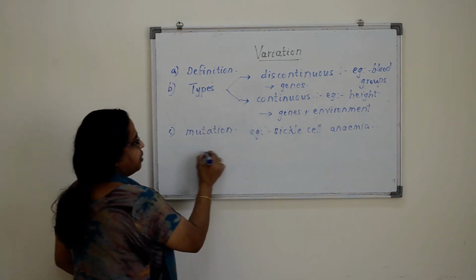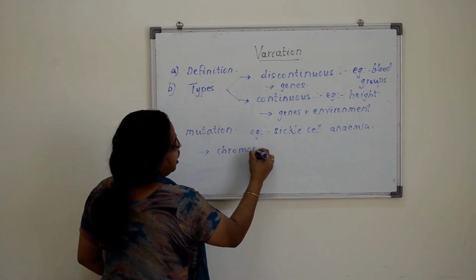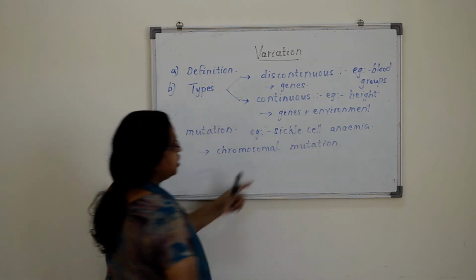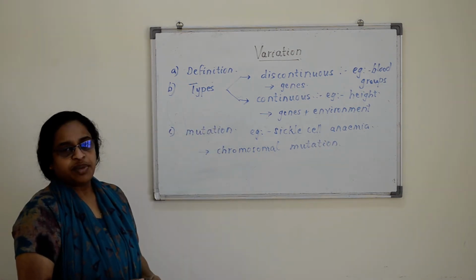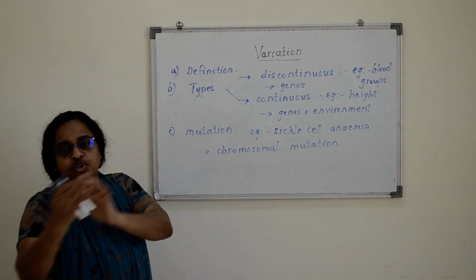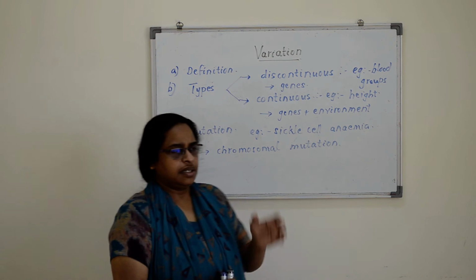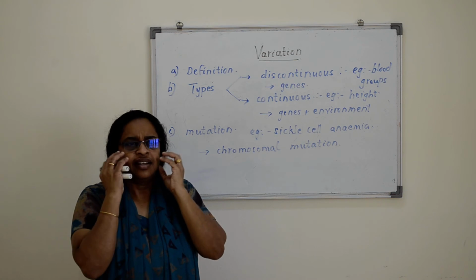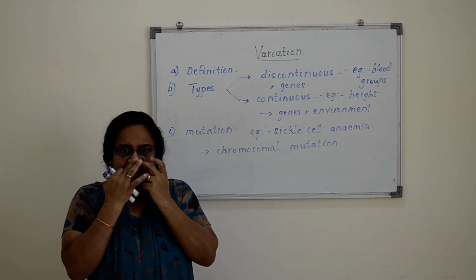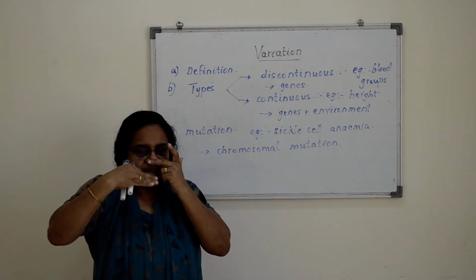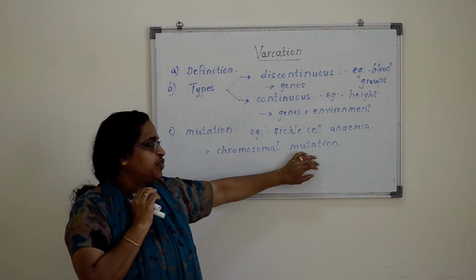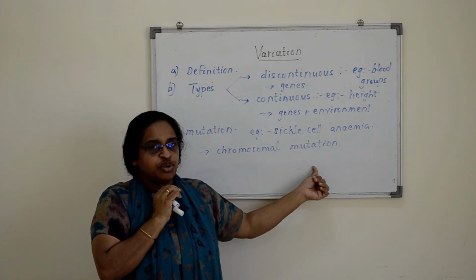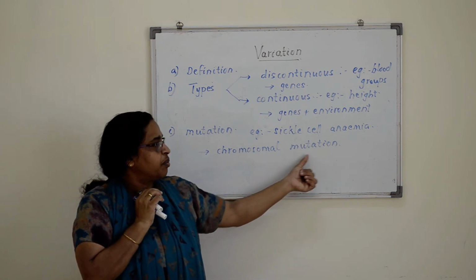And there is one more type of mutation, known as chromosomal mutation. You have learned about chromosomes. Chromosomal mutation means the whole chromosome is changing. You might have seen some children with a Mongolic look, where their eyes and nose are a bit depressed. Those children are known as Down syndrome children. Down syndrome is caused by chromosomal mutation.